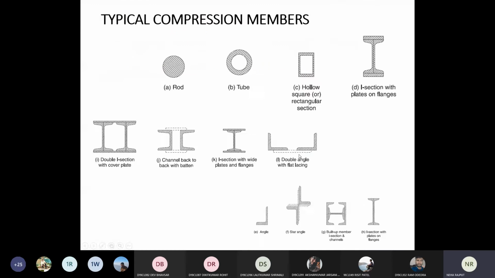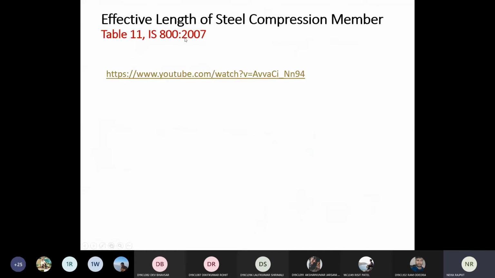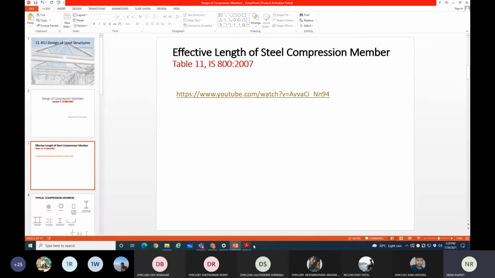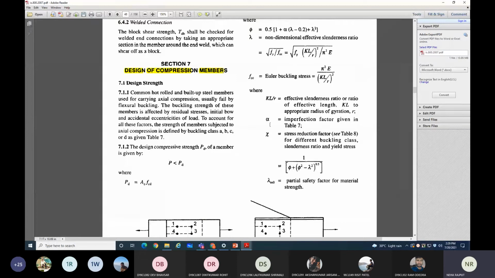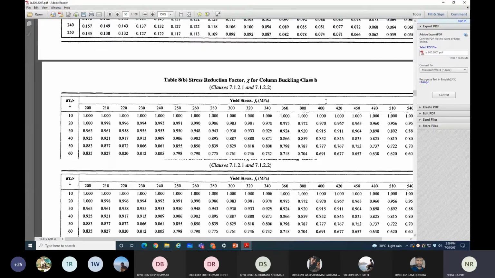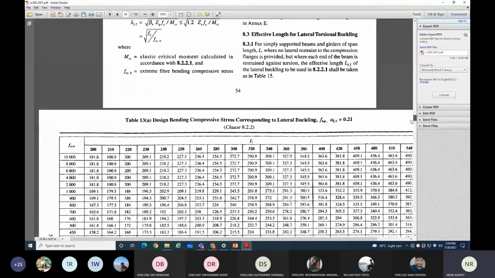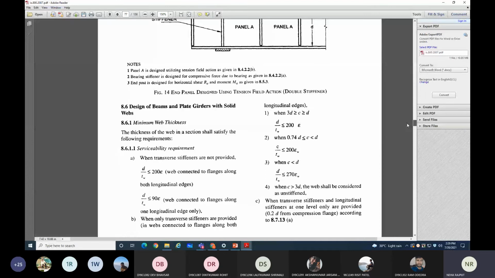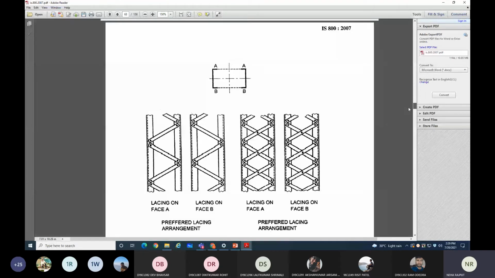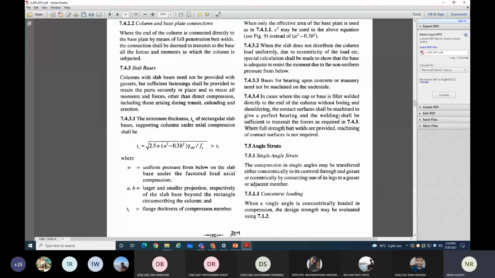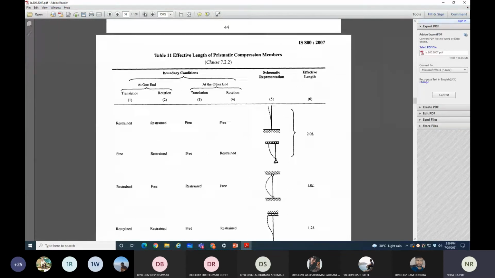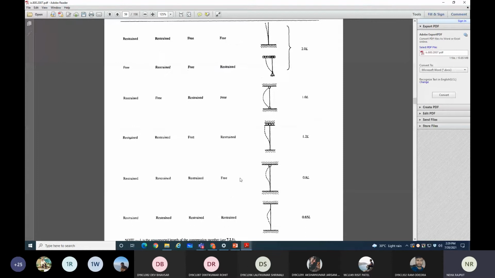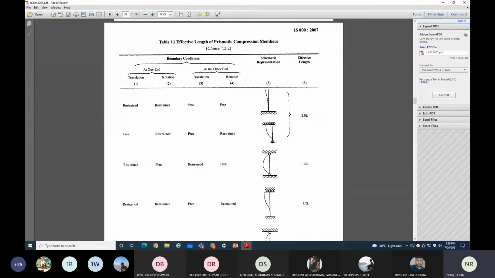Right, so this was regarding the effective length of the compression member, and you can see this table, table number 11 in IS 800. So this is IS 800, and in table number 11, this is the table. All the supports are given, different varieties of support conditions are given. This is table number 11, right?